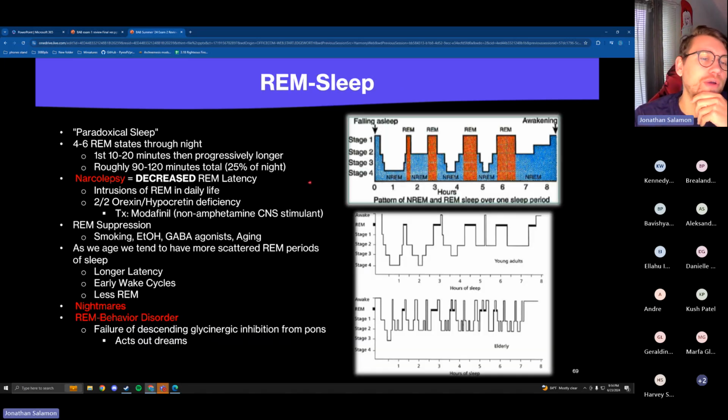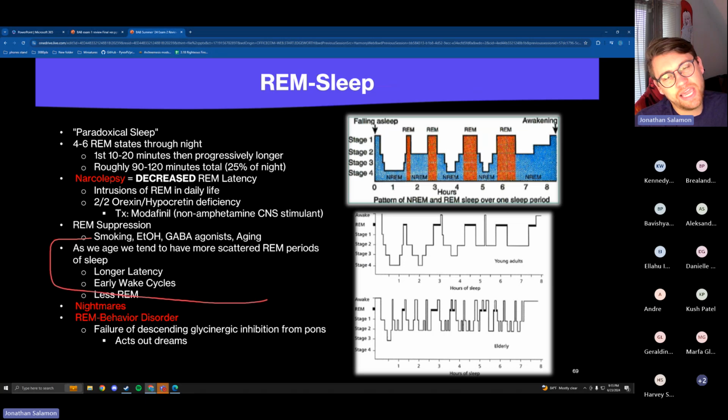As you get older, your REM sleep latency goes up. With narcolepsy, it goes down. What that means is with narcolepsy, you're inappropriately falling into REM sleep sometimes during the day, right? Knowing this specific is really important. This is due to a deficiency in orexin. Modafinil is a non-amphetamine CNS stimulant that is used to treat this. I would know both of these things.